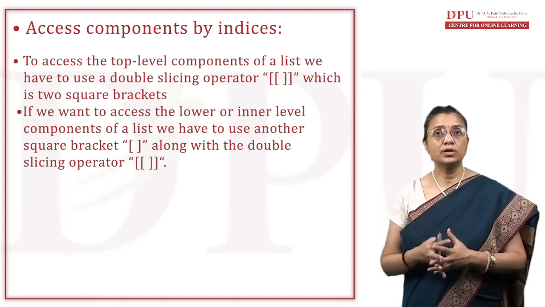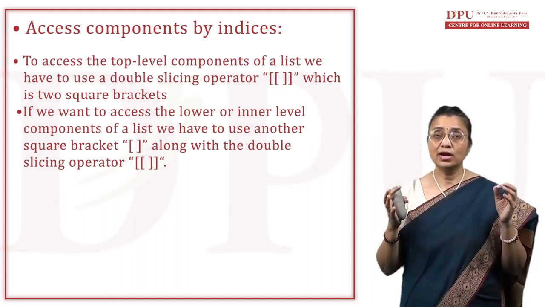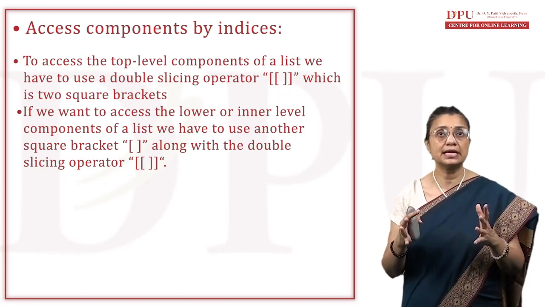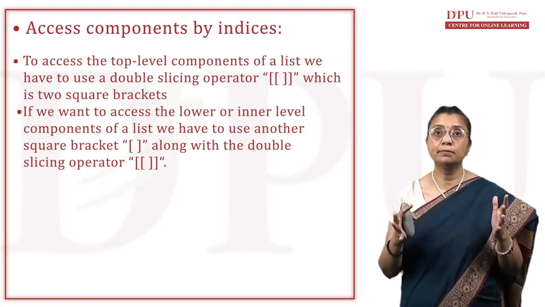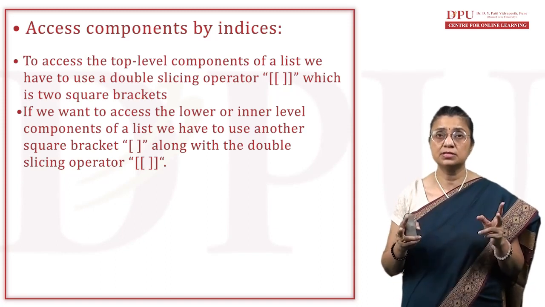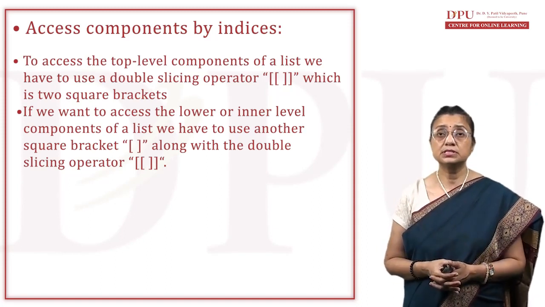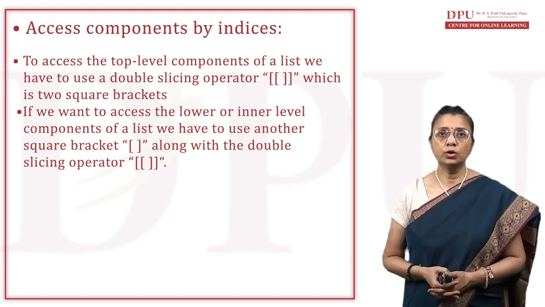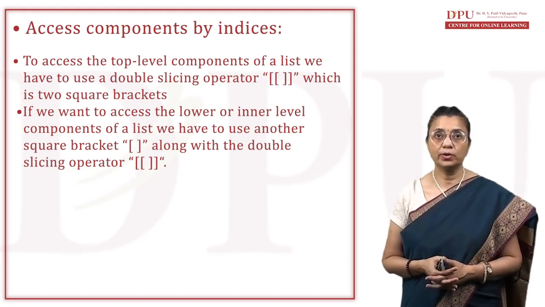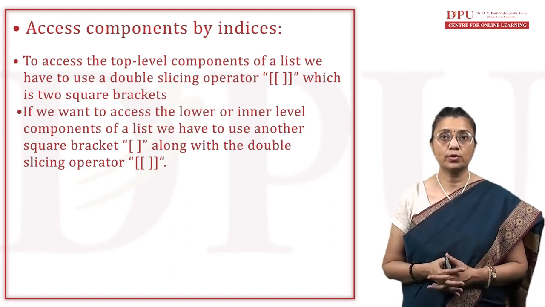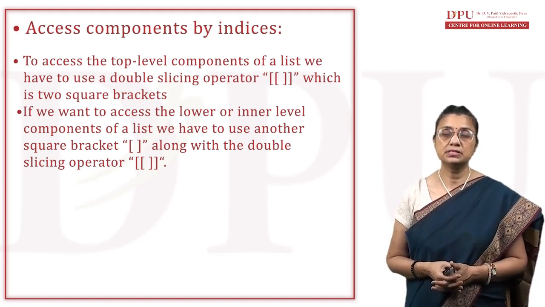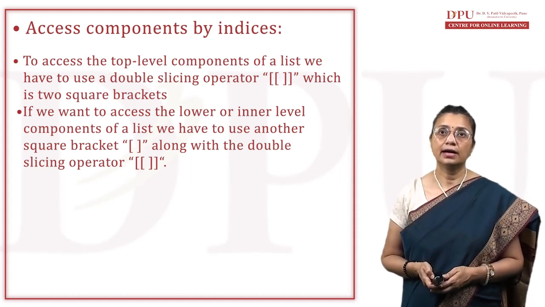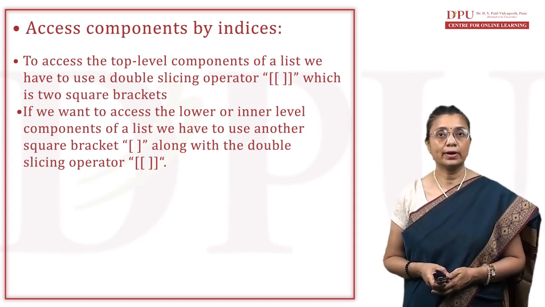To access components by indexes, we have to access the top level component of the list. We have to use double slicing operators. We call it double slicing operator. This double square bracket is called the double slicing operator, which is 2 square brackets. If we want to access the lower or the inner level component of the list, we have to use another square bracket along with the double slicing operator. So you can see another single square bracket.